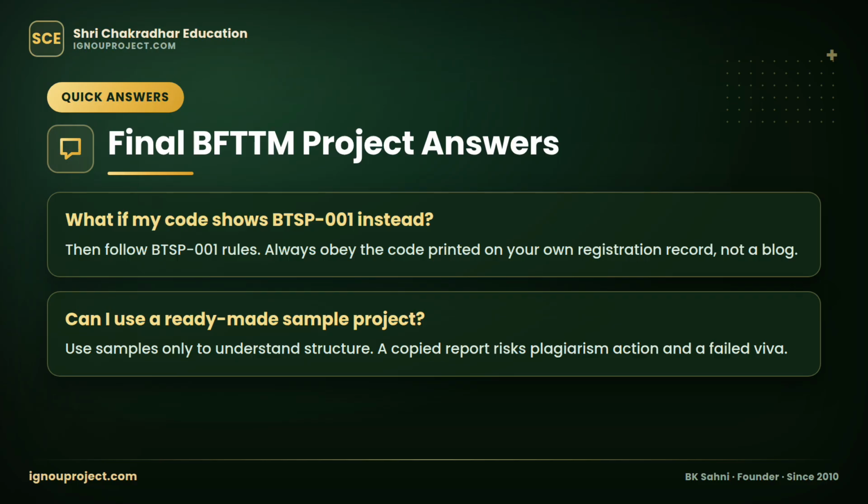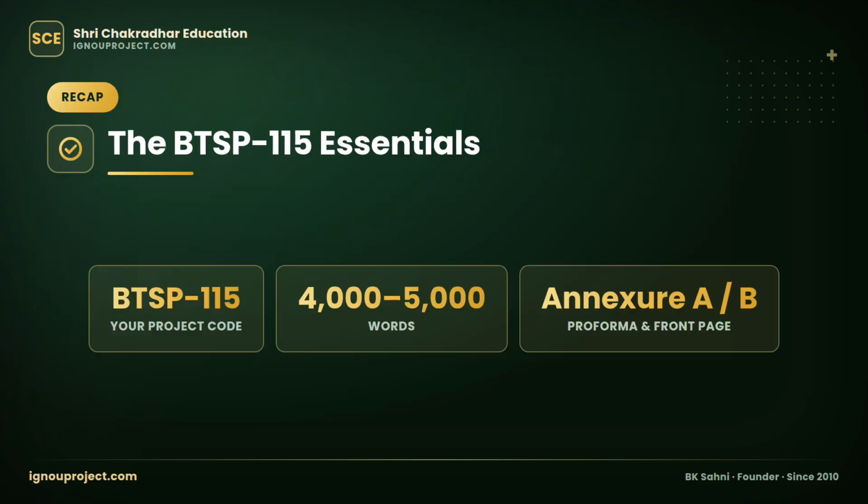Let us recap the essentials. Your course code is BTSP-115, inside the Bachelor of Tourism and Travel Management, not a foreign trade program. The working word limit is 4,000 to 5,000 words. Annexure A carries your supervisor's approval and Annexure B fixes your front page. The proposal goes by registered post, the report goes to the portal, and 40% passes.